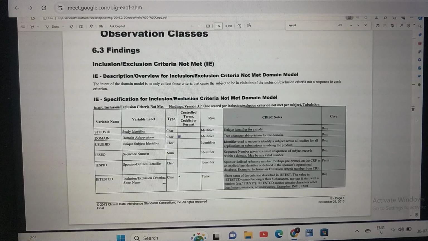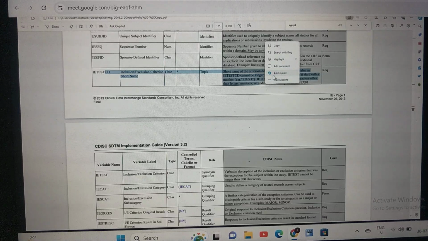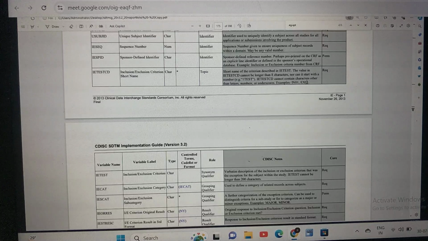Okay, so the IE test is what the particular criteria are. For example, inclusion criterion A should be age 18 to 60. That is one of the inclusion criteria, so it is INCL01, and that is the test name. What is the test? The age being between 18 to 60 is a test. So all the inclusion exclusion criteria will act as an IE test. We can create each particular criterion as an individual inclusion exclusion criteria test series.